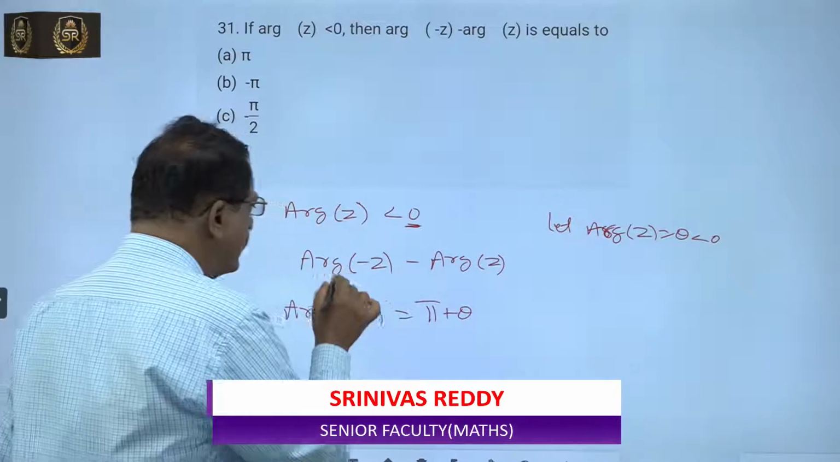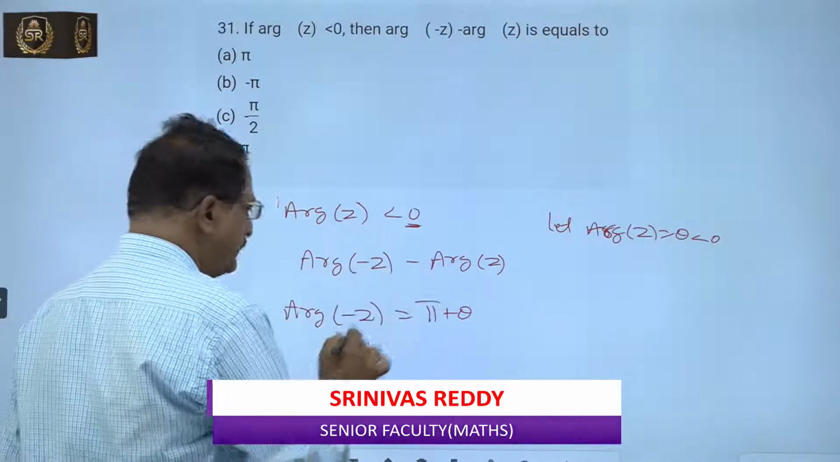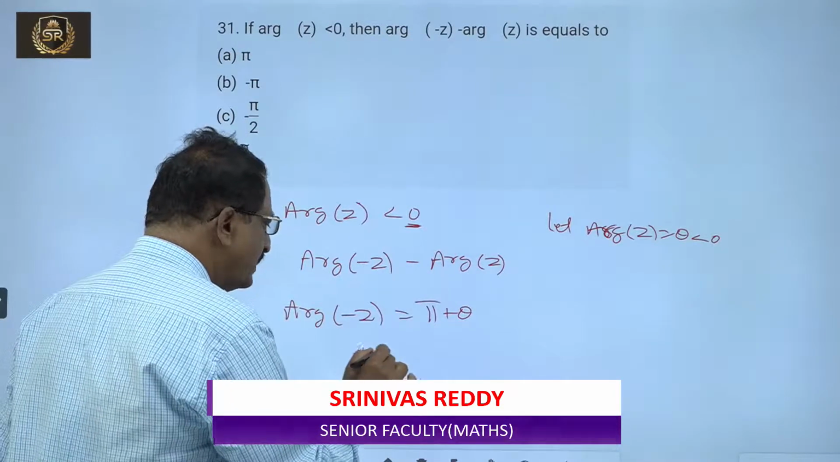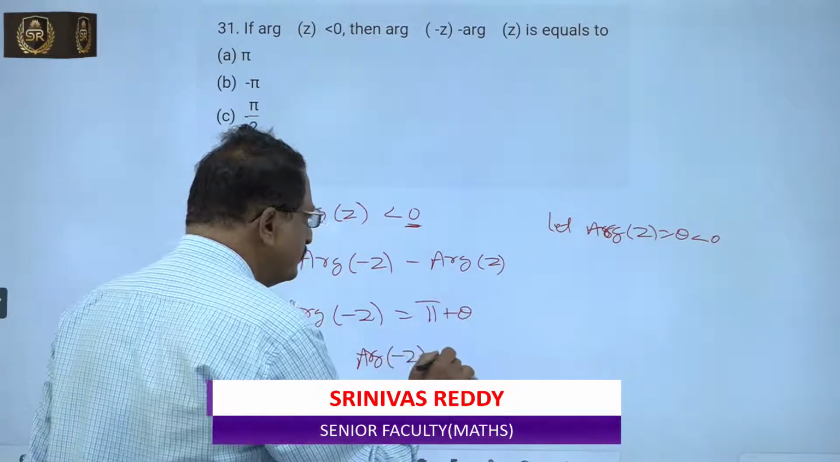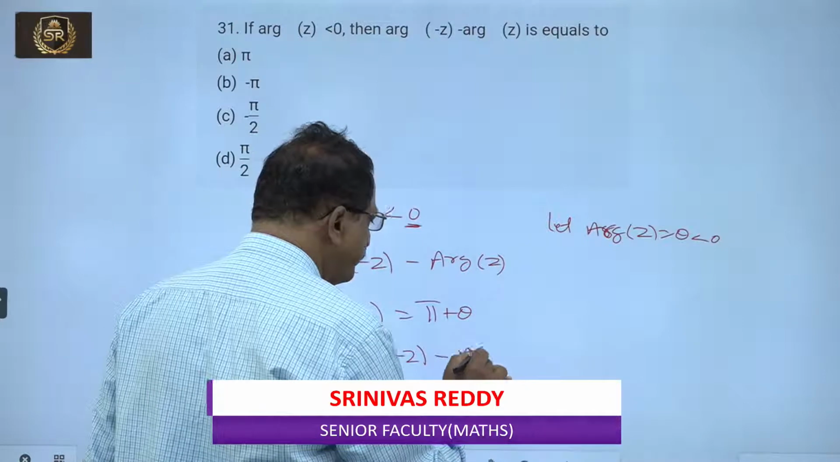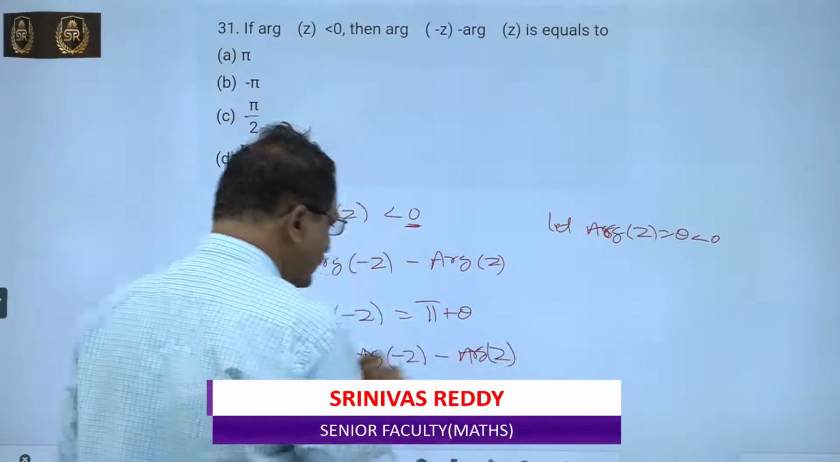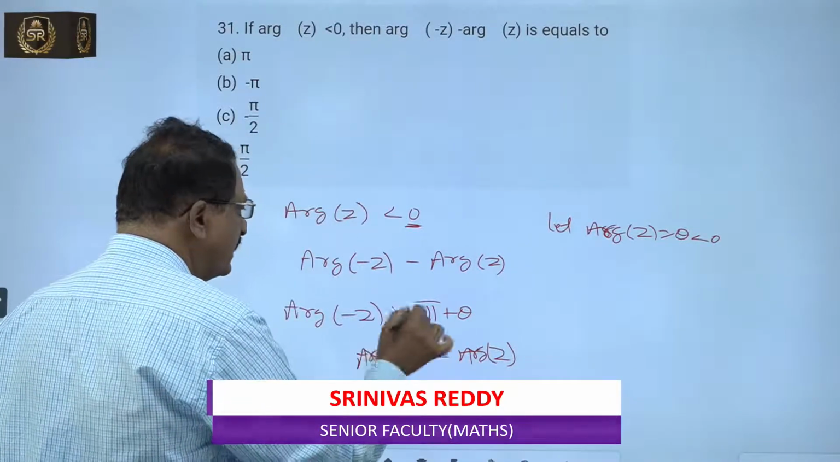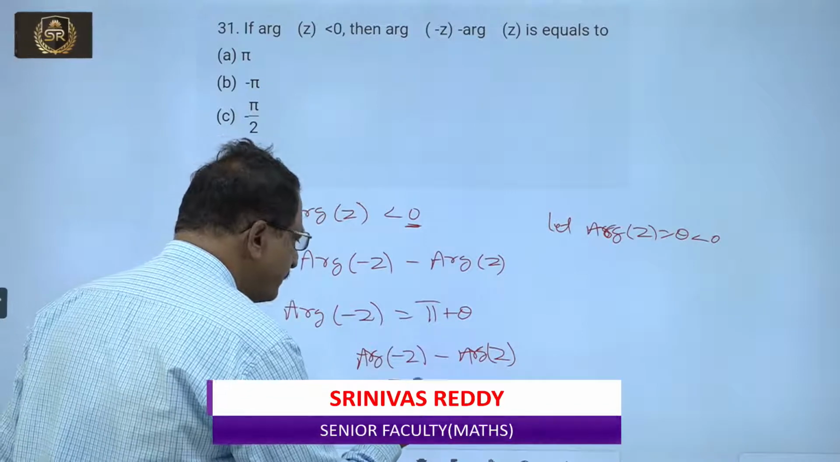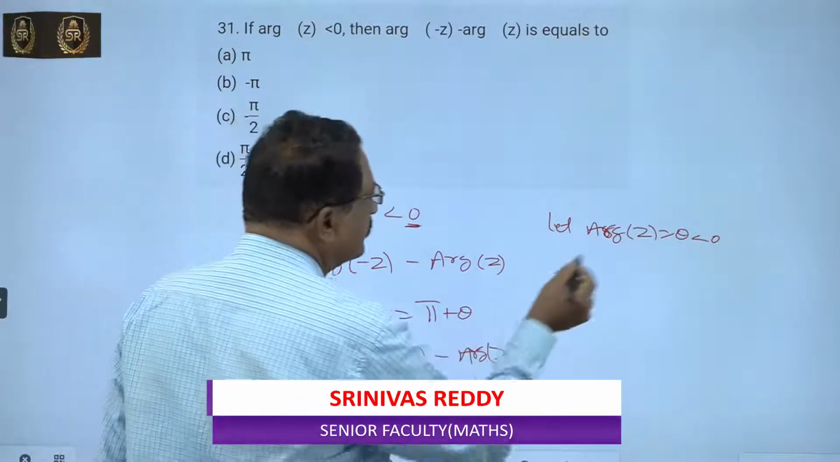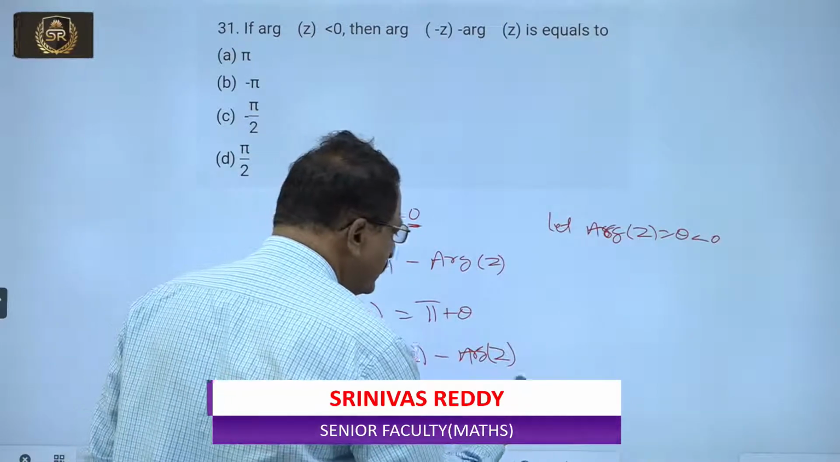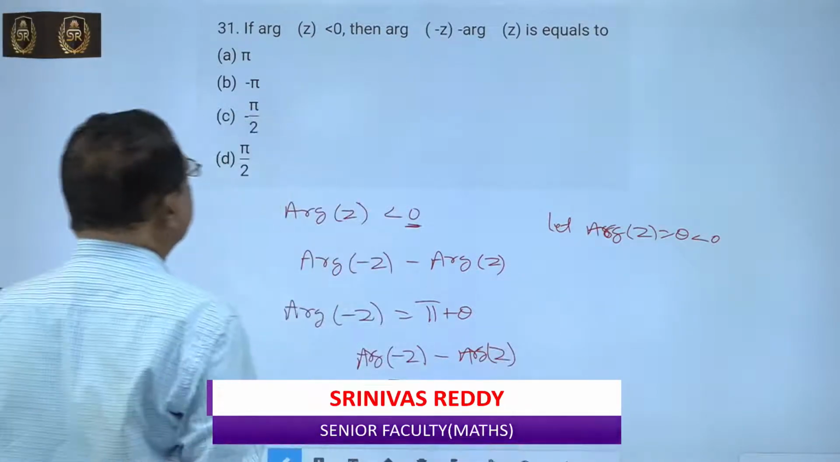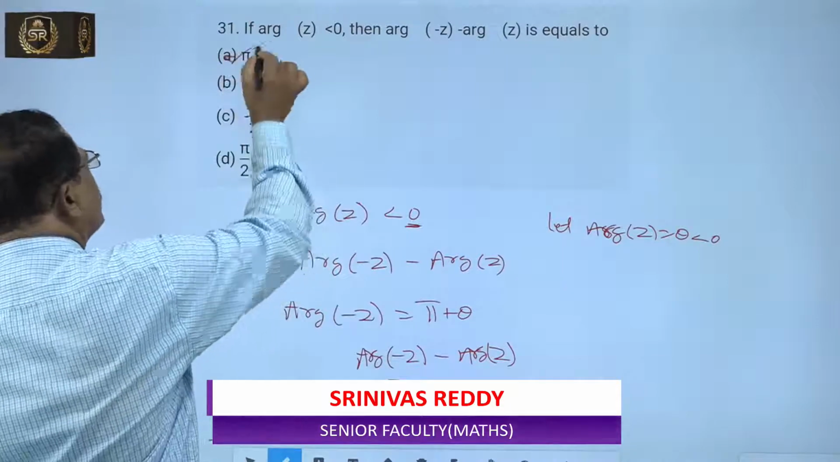Therefore, here required value: argument of minus z minus argument of z. Now, argument of minus z equals pi plus theta, minus argument of z which is theta. Minus theta plus theta get cancel, pi equals pi. Now, option is first option.